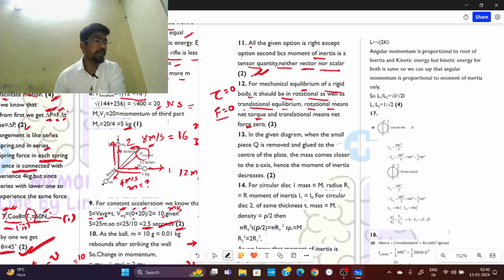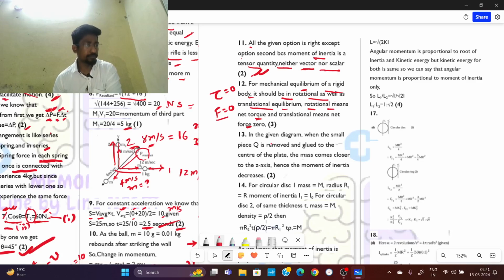A uniform square plate has a small piece of mass q of an irregular shape removed, not the charge. A plate has a small piece q of an irregular shape removed, okay, and it is glued to the center of the plate having the hole behind. Then the moment of inertia about the z axis, right?